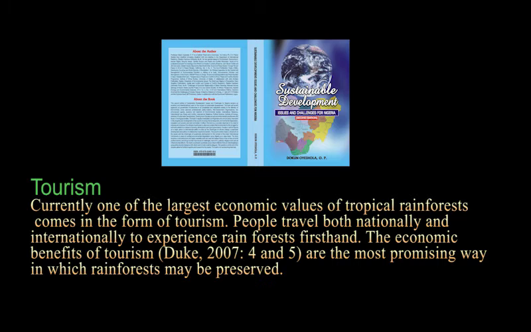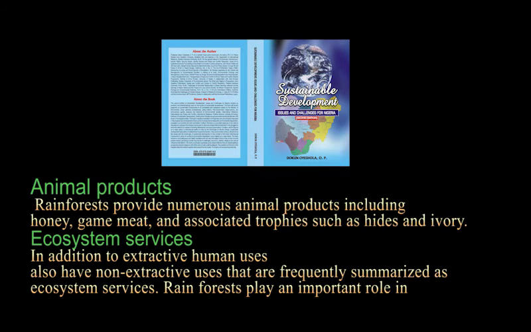Tourism. Currently, one of the largest economic values of tropical rainforests comes in the form of tourism. People travel both nationally and internationally to experience rainforests firsthand. The economic benefits of tourism are the most promising way in which rainforests may be preserved. Animal products. Rainforests provide numerous animal products including honey, game meat, and associated trophies such as hides and ivory.